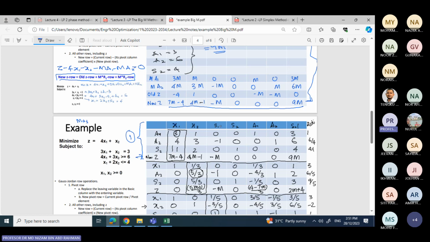And what's the leaving variable? Then we have to calculate the ratio, the same step that we did last time. So this is 3 divided by 3, 1. 6 divided by 4, 6 over 4. 4 divided by 1, 4. So the smallest value adalah 1. So because of that, A1 will be leaving and X1 will be entering. So in the next iteration, A1 is no longer there and we substitute it with X1. Right? Any questions?